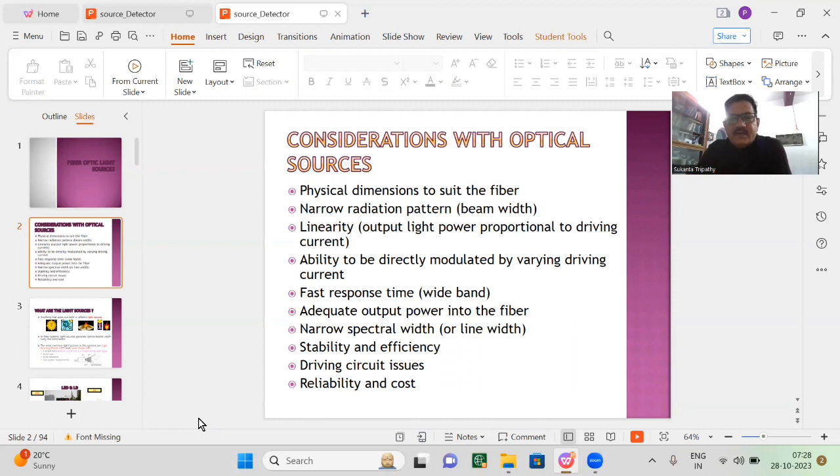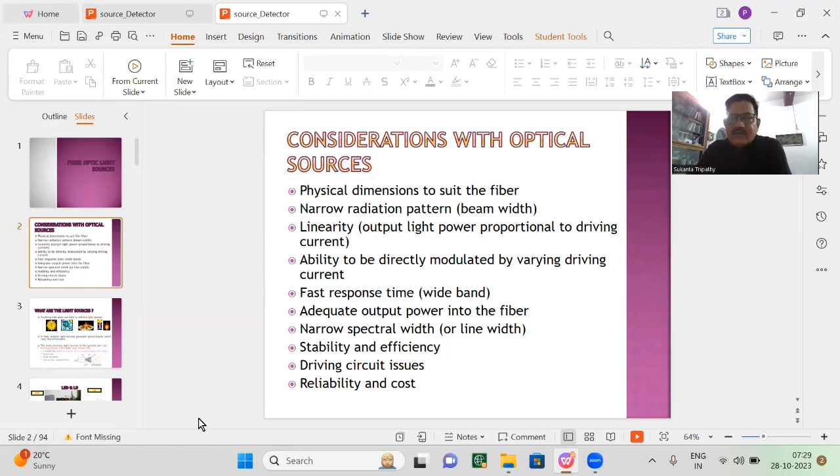Then the next condition which is required for the fiber optic source is the fast response time. That means as soon as you apply the driving current, the source should emit the light. So the time gap between the application of the input current or the input voltage and the power should be as small as possible. And of course, the source should produce adequate power so that it can be introduced into the fiber and it can travel for a long distance in the optical fiber.